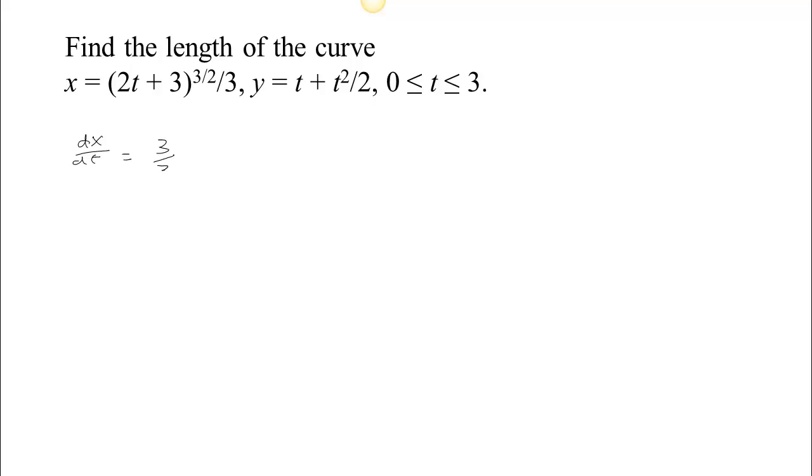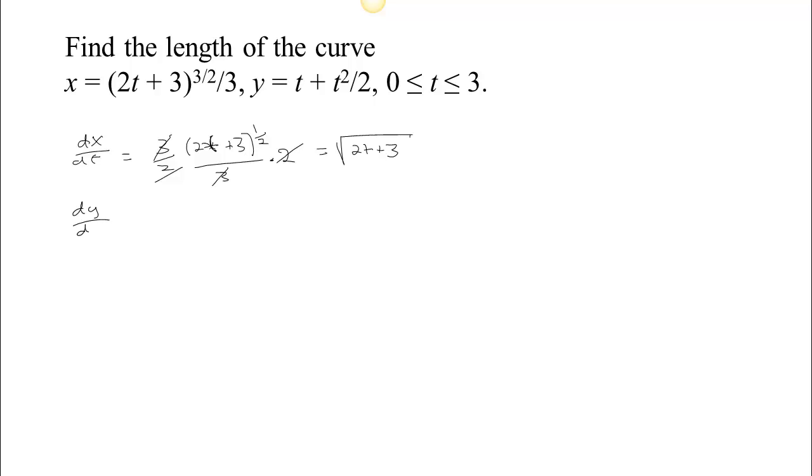So the 3 halves is going to come down. We're going to have our 2t plus 3 to 1 power less, which is going to be 1 half. That's all divided by 3, and then we have times the derivative of what's inside. So by the chain rule, we get a 2 here, because the derivative of 2t plus 3 is just 2. And with a little simplifying, there's a 2 upstairs and downstairs, and a 3 downstairs and upstairs. So this is just the square root of 2t plus 3.